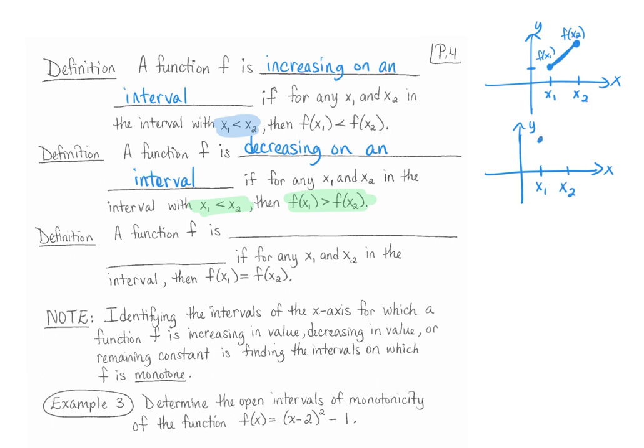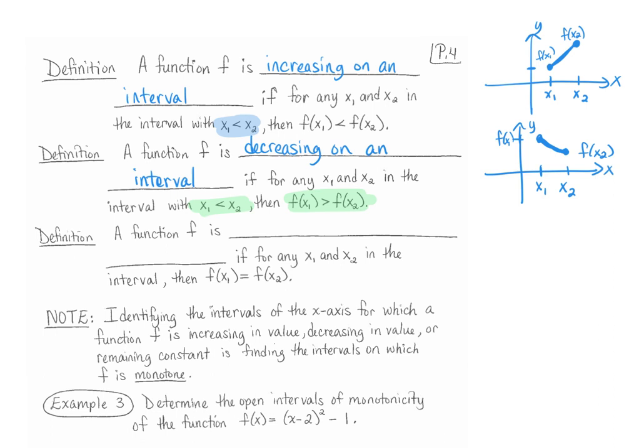So f of x1 would be up here in this case, and this would be f of x2. That's what it means whenever you have decreasing on an interval.